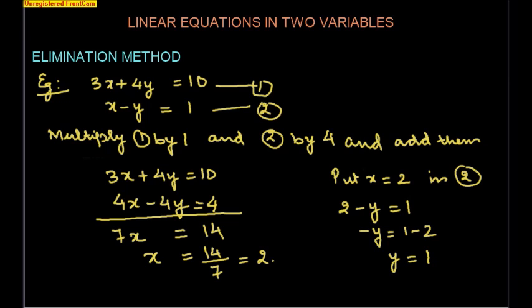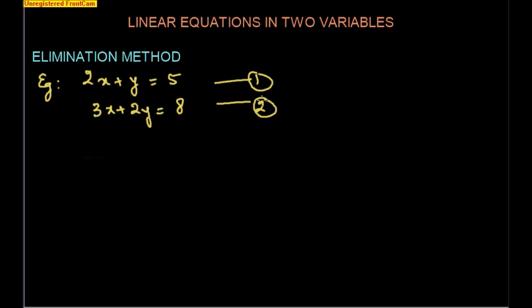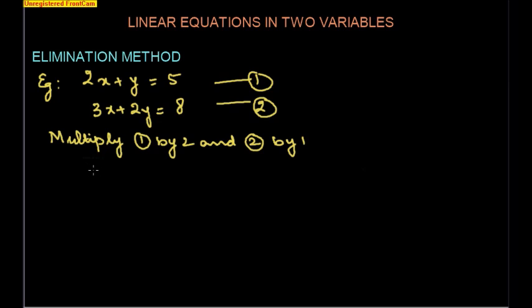Let me take another example. In this example, I again mark the two equations as 1 and 2. Now here the coefficient of y is 1 and here it is 2. So again it is easier to equate the coefficients of y. So I multiply 1 by 2 and 2 by 1. Now if I multiply the first equation by 2, I get 4x plus 2y is equal to 10, and the second equation becomes 3x plus 2y is equal to 8.